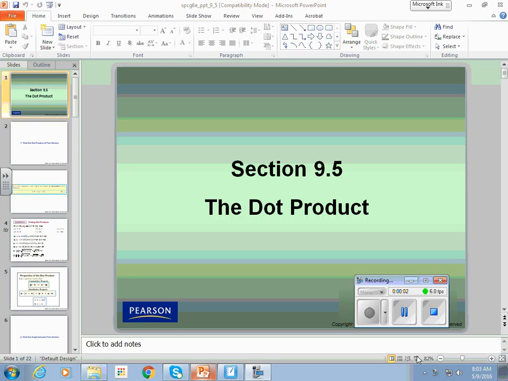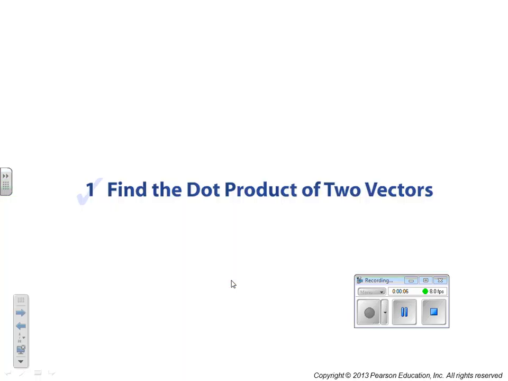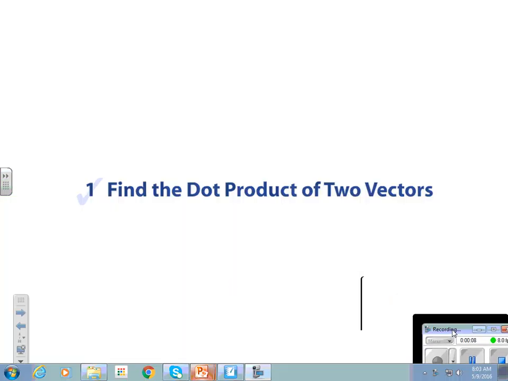All right, so this is 9.5, the dot product. Our first learning objective is to find the dot product of two vectors.